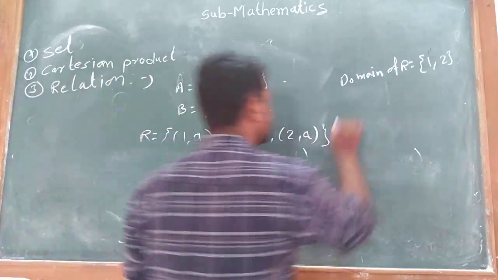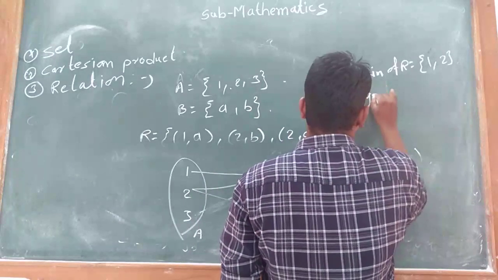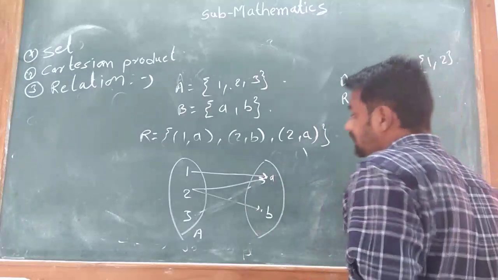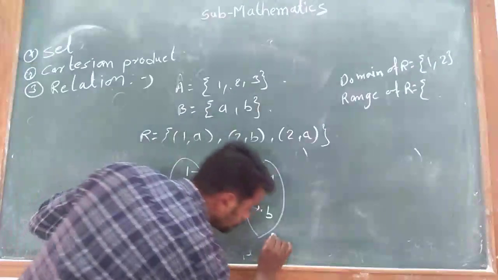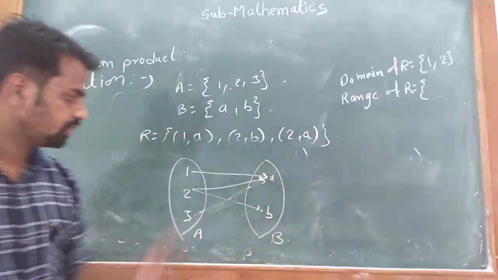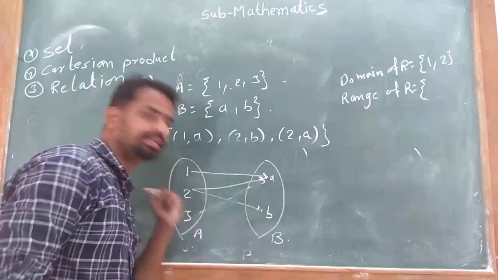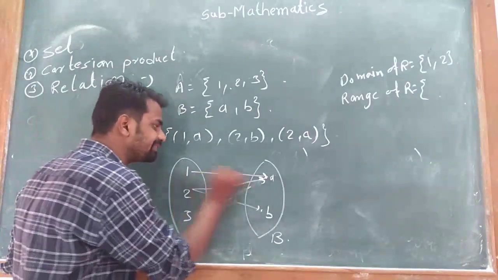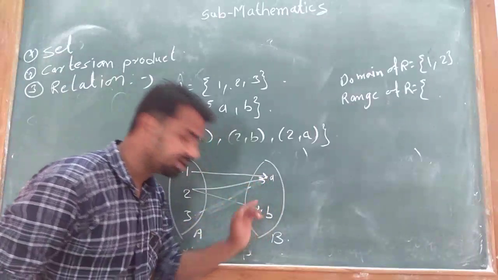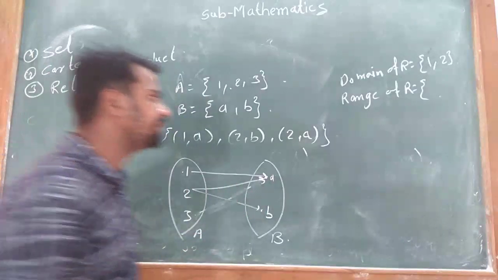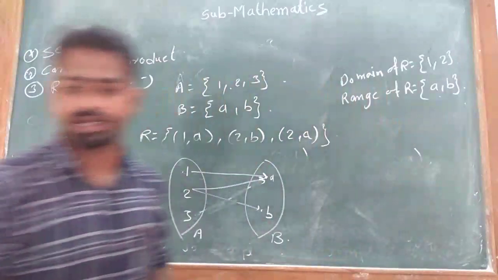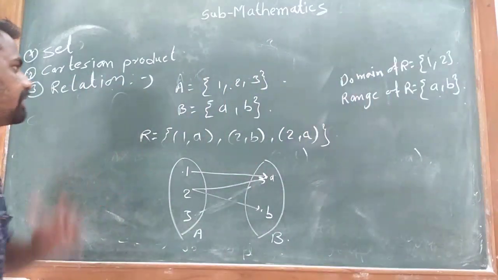Now we see the range of a relation. Range of R means the elements in B which have a pre-image in A. That is, if 1 has image A, then A has pre-image 1. So here A and B both have a pre-image in the domain. So the range of R is equal to A and B. This is the basic of relation.